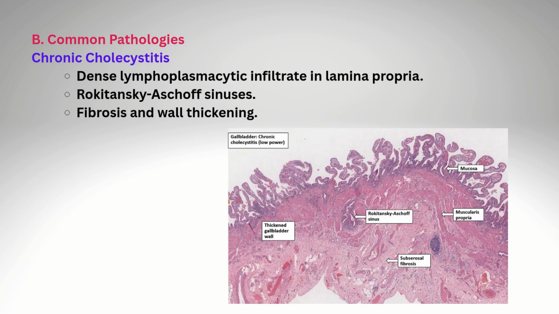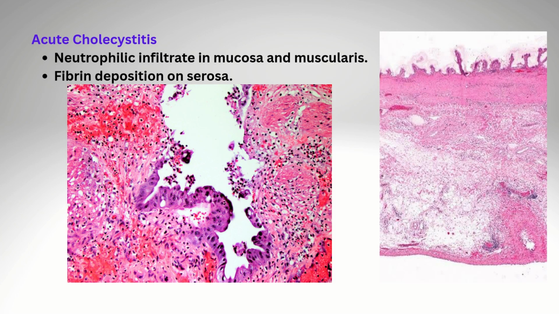So, coming to the common pathologies, let's start. Chronic cholecystitis is the most common pathology detected, and it shows dense lymphoplasmacytic infiltrate in the lamina propria with presence of Rokitansky-Aschoff sinuses, fibrosis, and wall thickening. Another common diagnosis encountered is acute cholecystitis, characterized by neutrophilic infiltrate in the mucosa and muscularis and fibrin deposition on the serosa.